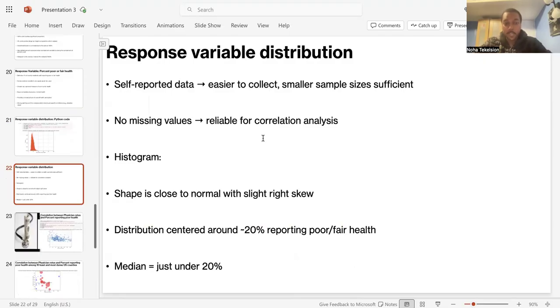And had no missing values, which made it more reliable for the correlation analysis. And the median just under 20%.